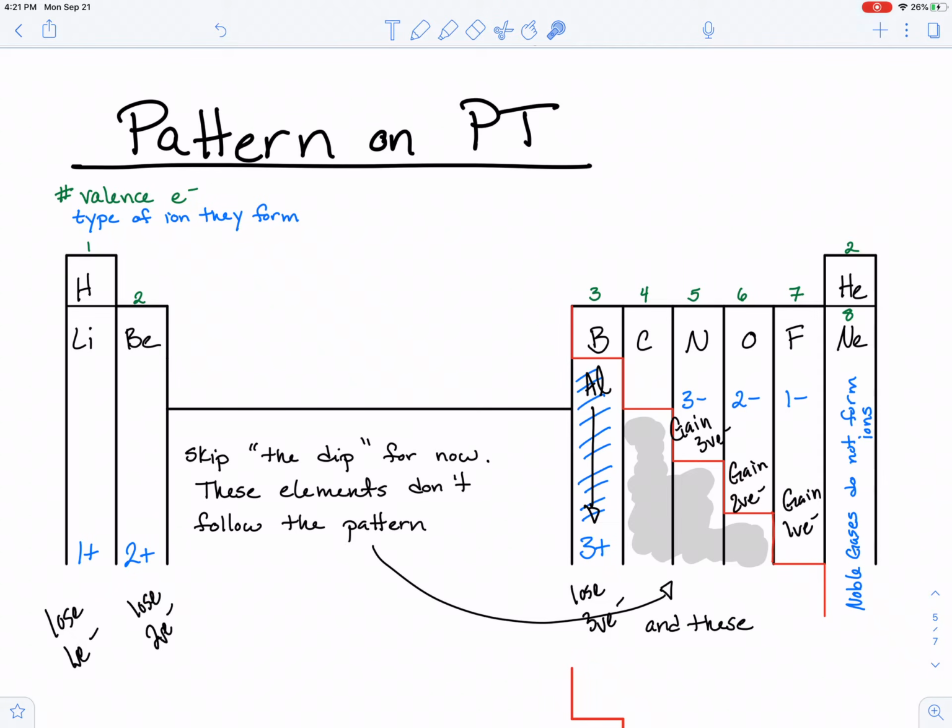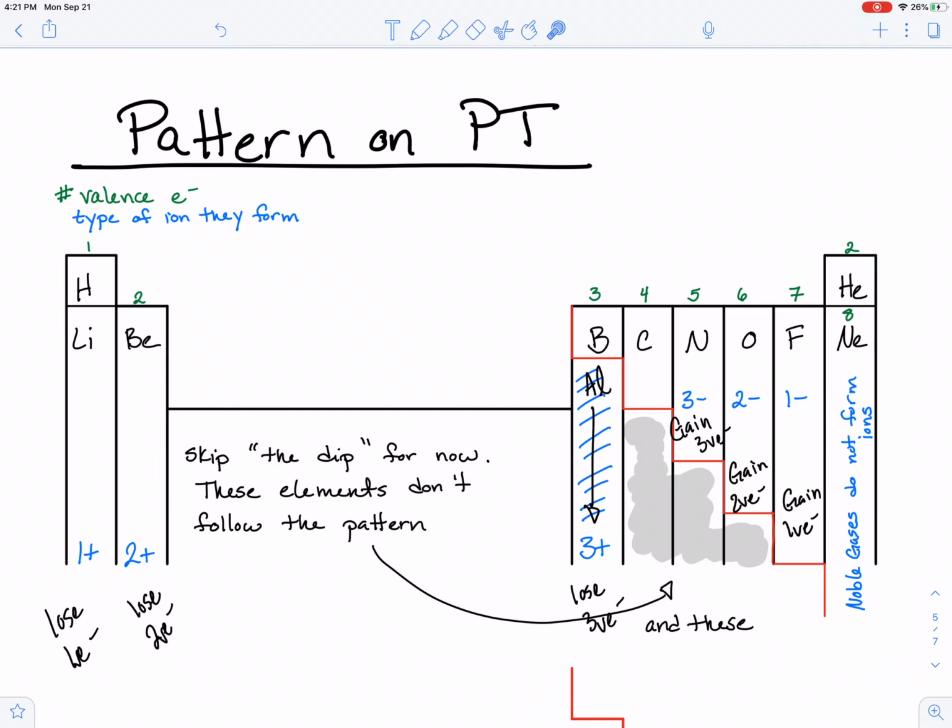Family 2 has 2 valence electrons. It's easier to give away those 2 valence electrons than to try to get 6 valence electrons to get to 8. So they end up losing those 2 valence electrons, which gives them a 2+ charge. So family 2 typically makes 2+ cations. Family 3, mostly family 13, aluminum down here, they have 3 valence electrons. So again, it's easier for them to lose those 3 valence electrons than try to gain 5 electrons to get to 8. So they'll lose 3 valence electrons, making them a cation of 3+.